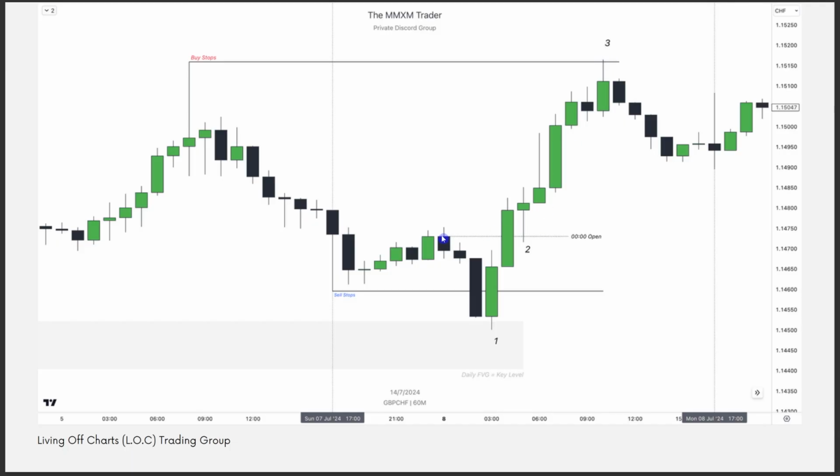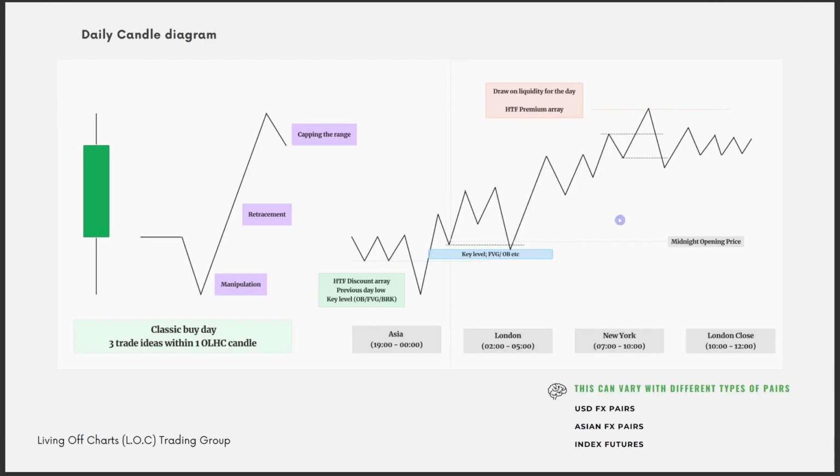So when we use manipulation, we want to be manipulating below the New York midnight opening price, which starts over here, and then it dips down into a key level, and then the rest of the day should be an expansion. So just like a classic buy week on that weekly candle, we can also have a classic buy day on a daily candle. So let's break down that daily candle diagram. We just went over that weekly candle on GBP CHF, and now we're going to go over that daily candle on GBP CHF, which is a classic buy day.